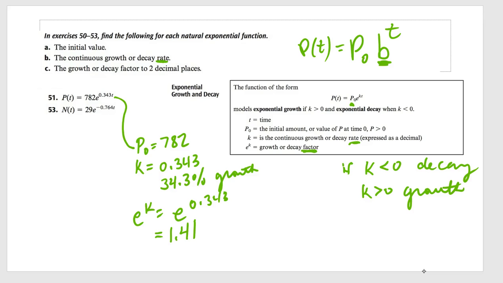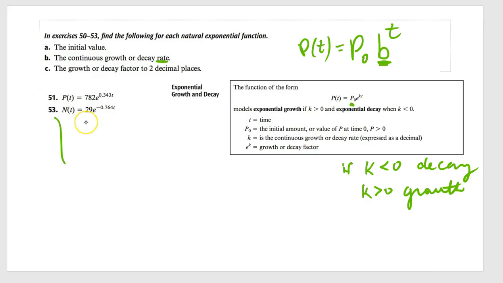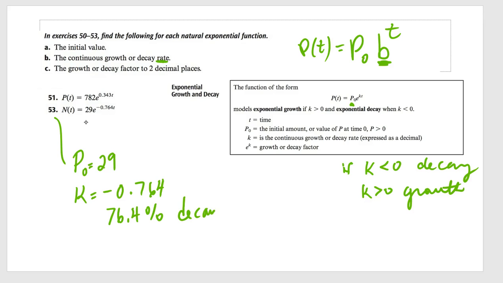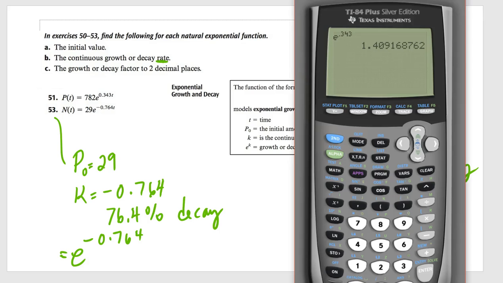All right, let's look at 53. This time our initial value will be 29. It's the number in front of the exponential. Our decay rate is going to be negative 0.764. So we know this is going to be 76.4% decay. And then last, we'll have e to the negative 0.764. This will be our decay factor or our growth factor. So let's use our calculator and figure that out.